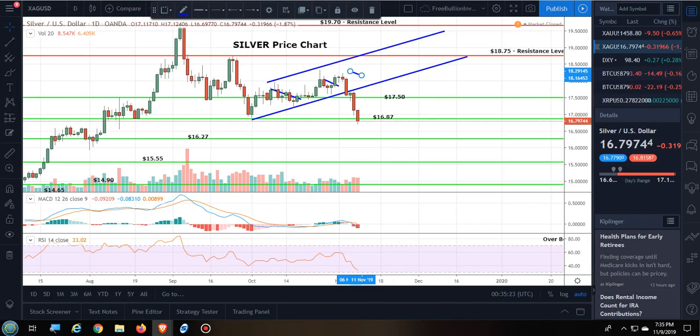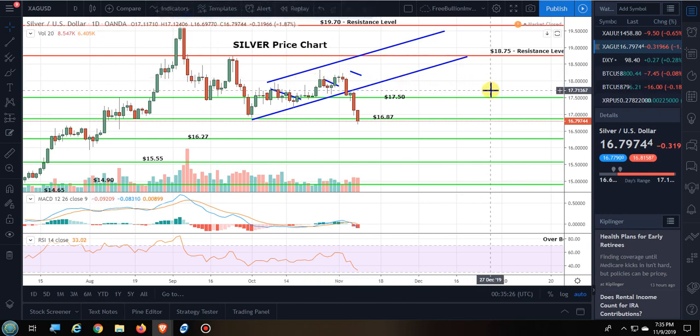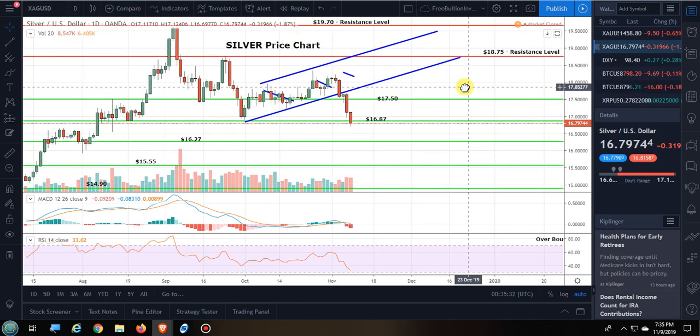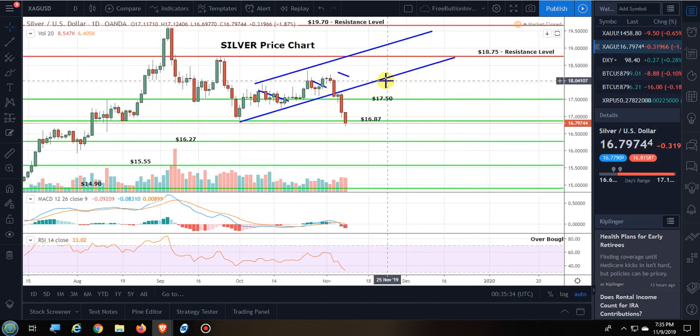Today is November 9th and I'm doing a review and outlook price analysis video for the price of silver. This is silver's daily chart, and to quickly go over what I stated and showed you last week, I showed you this ascending channel.